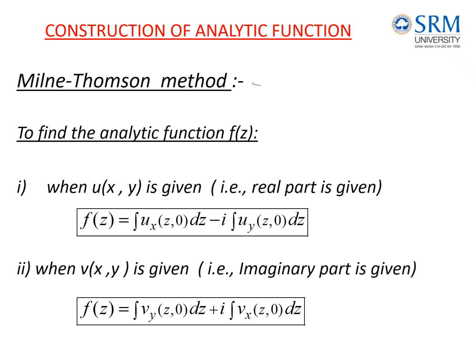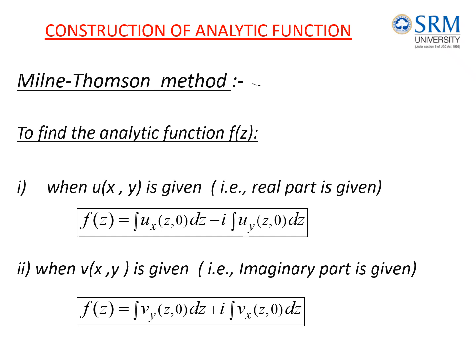Hello everyone. We are going to see how to construct the analytic function using the Milne-Thomson method. To find the analytic function, if the real part or the imaginary part is given, that is listed down. So if the real part, that is u of x comma y, is given, then f of z can be found by using integration of dou u by dou x at the point z comma 0, minus i times integration of dou u by dou y at the point z comma 0.